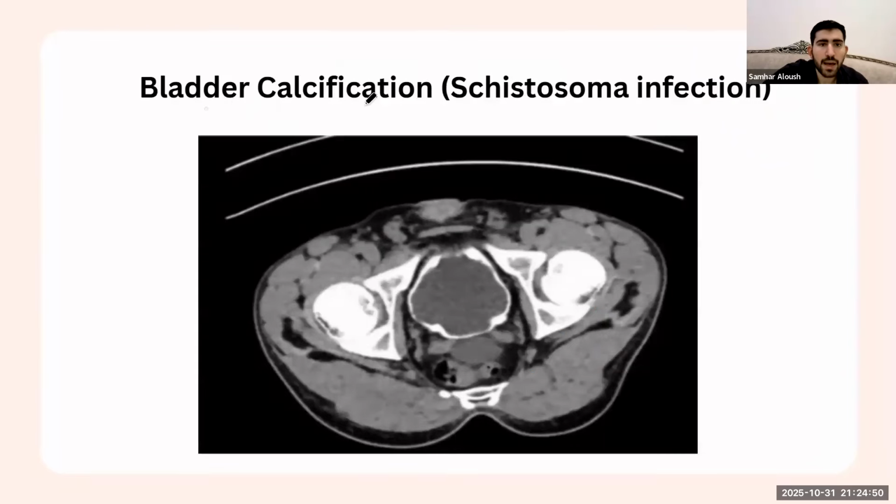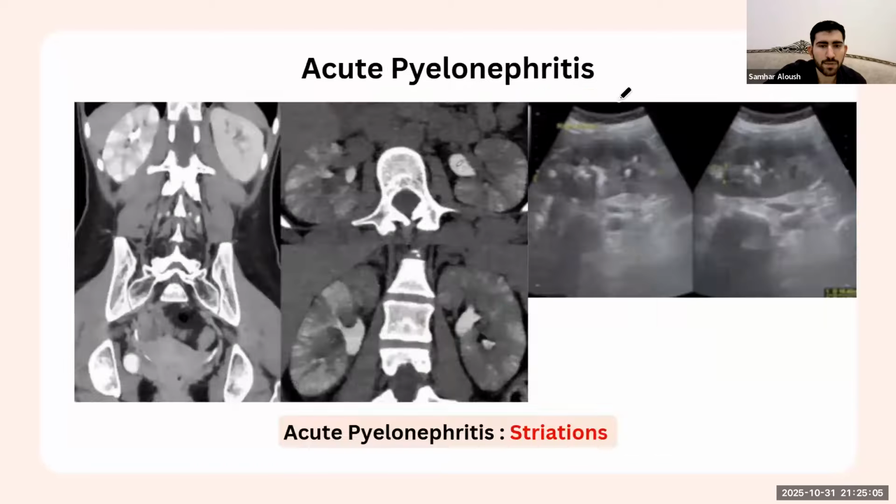Memorize the pictures, guys. This picture is bladder calcification. See how the bone looks white. However, the bladder shouldn't look white, but here it's surrounded by white. So the bladder is calcified. What caused calcification? Schistosoma. We agree. Schistosoma haematobium causes bladder calcification.